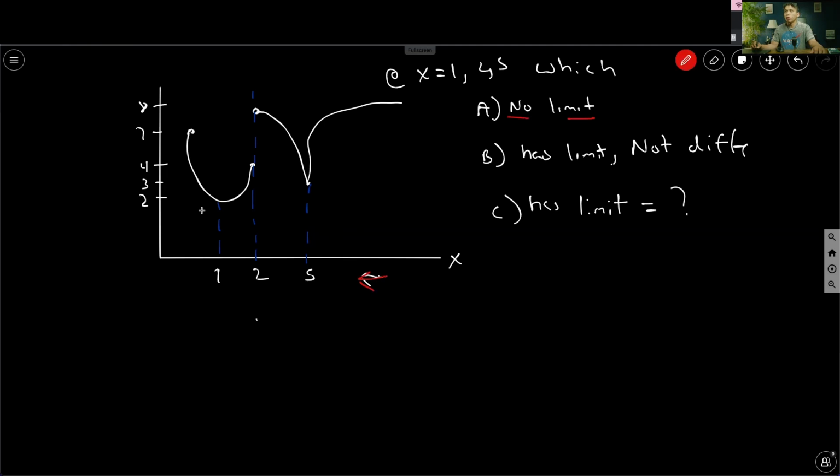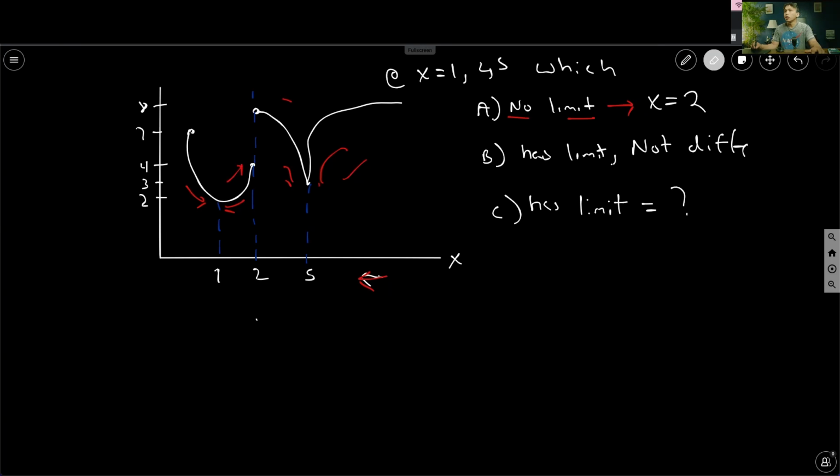We can see that from 1, when you approach 1 from the left, it approaches 2, and from the right it also approaches 2. So 1 has a limit. Let's try 5. From 5, it approaches 3 from the right, and it approaches 3 from the left. So that also has a limit. But then 2, when we come from the left, we approach the number 4, but when we come from the right, we approach the number 8. So 2 does not have a limit. So the one that has no limit is x equals 2.